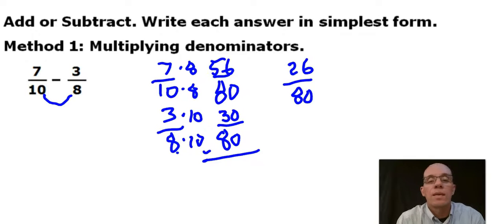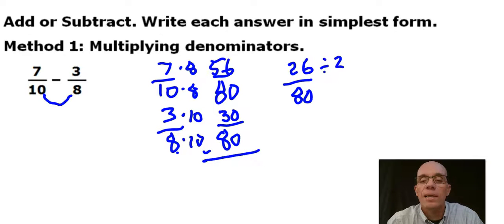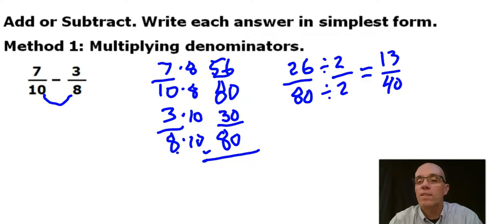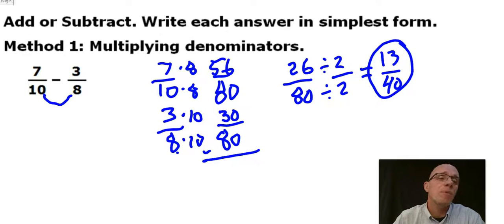I'm going to write it up here so I have a little bit of room. It's 26/80ths. Now I'm not done, because I have a number on top and a number on the bottom that have a common factor. They're both even numbers, so I know I can divide by 2. So if I divide the top by 2, I have to divide the bottom by 2, because any number divided by itself is equal to 1. So 26 divided by 2 is 13, 80 divided by 2 is 40, and I don't think anything else divides evenly into 13 and 40 other than 1. So circle that and be done with it. You're done. Let's keep moving on here.